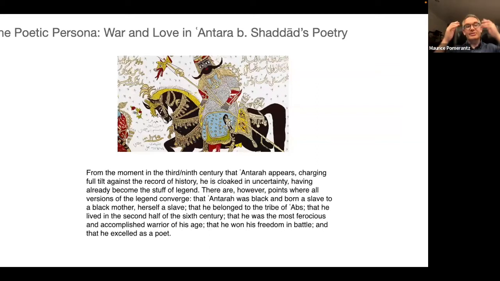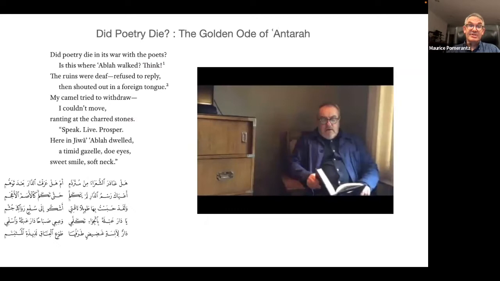Well, who is this poet, Antara ibn Shaddad? From the moment that Antara appears, he's sort of a figure that we only learn about later. His poetry is there, but as he appears, he's cloaked in uncertainty, having already become the stuff of legend. There are, however, points where all the versions of the legend converge. Antara was black. He was born a slave to a black mother, herself a slave, and he belonged to the tribe of Abs. He lived in the second half of the 6th century, and he was a most ferocious and accomplished writer. And he won his freedom in battle, and he excelled as a poet.